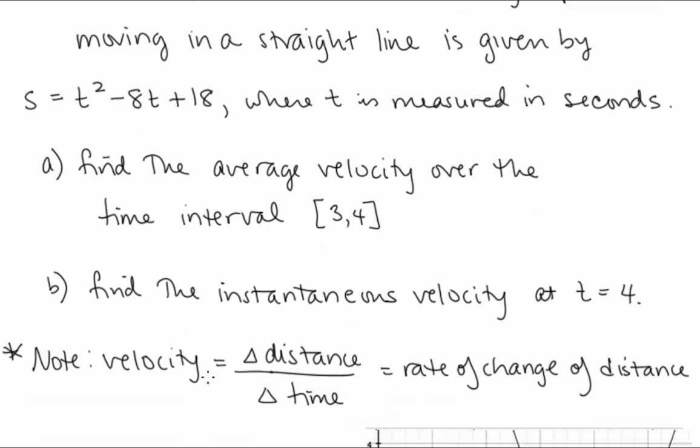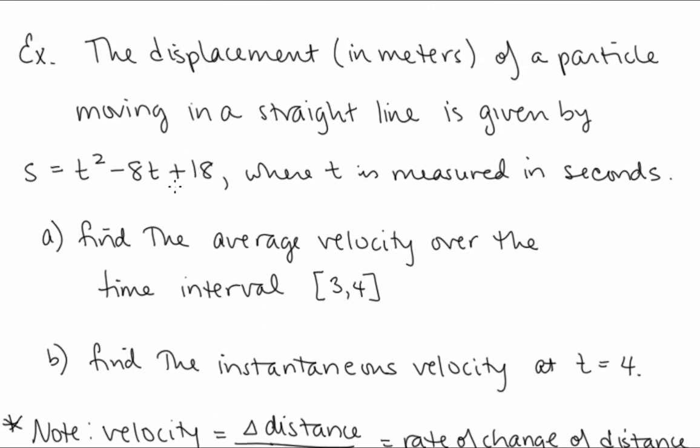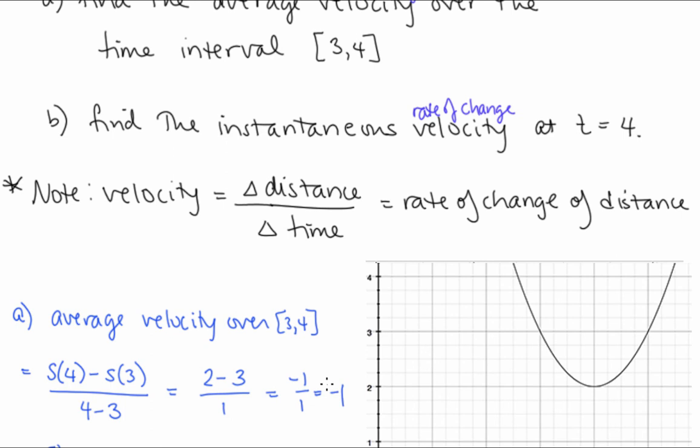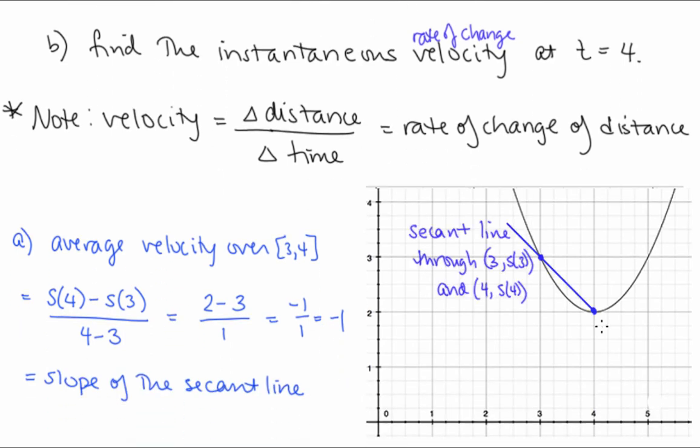Keep in mind that velocity is the change in distance over change in time, and so this is the rate of change of a distance function. We're given a displacement or a distance function here, and so average velocity is talking about average rate of change. And instantaneous velocity is talking about instantaneous rate of change. So for the average velocity over the interval [3, 4], we're looking at the slope of the secant line.